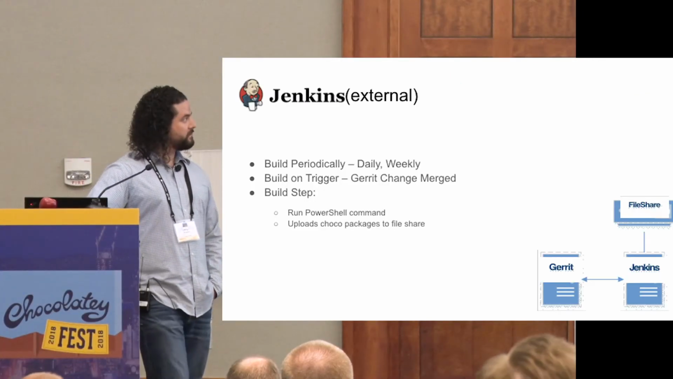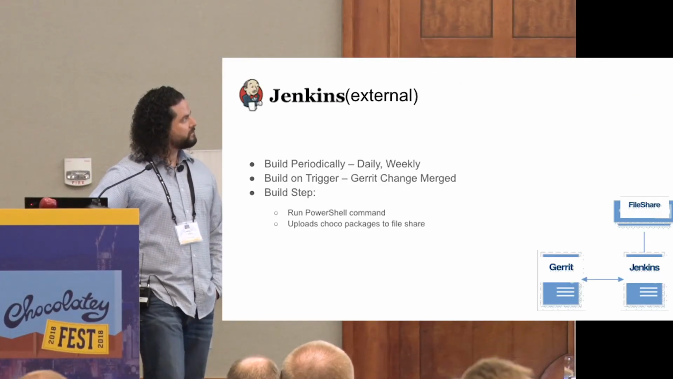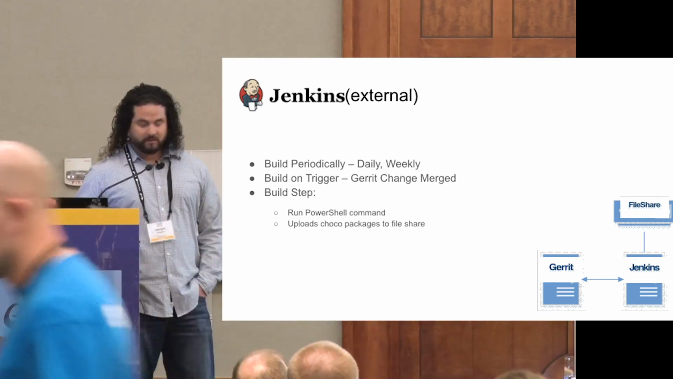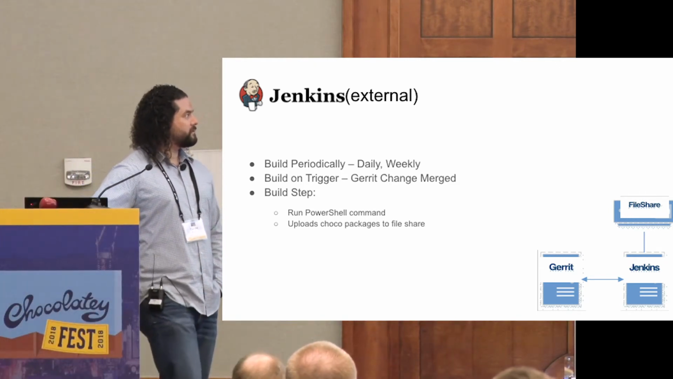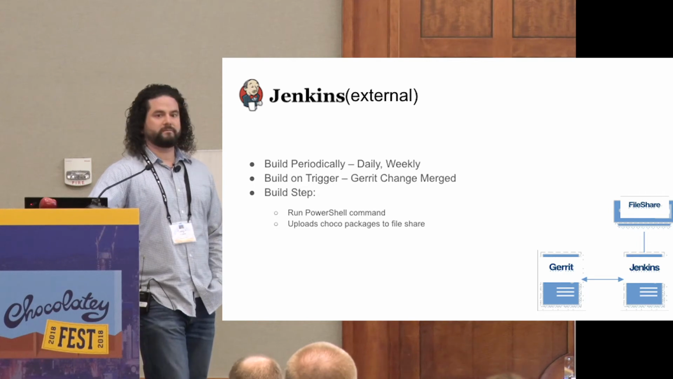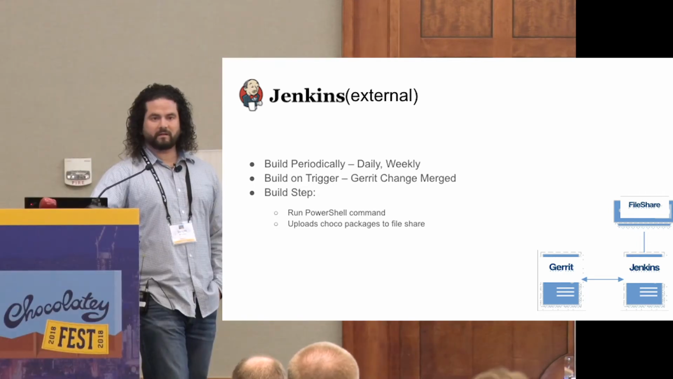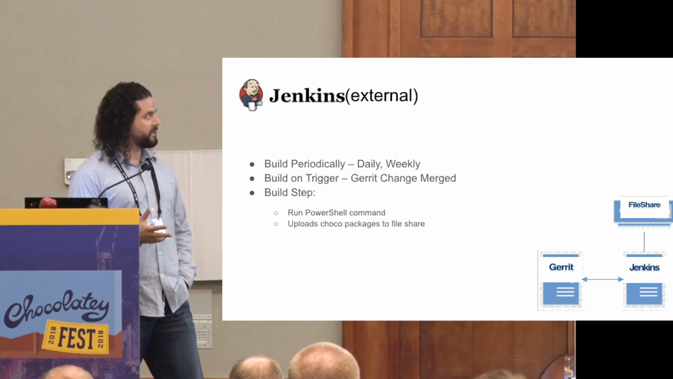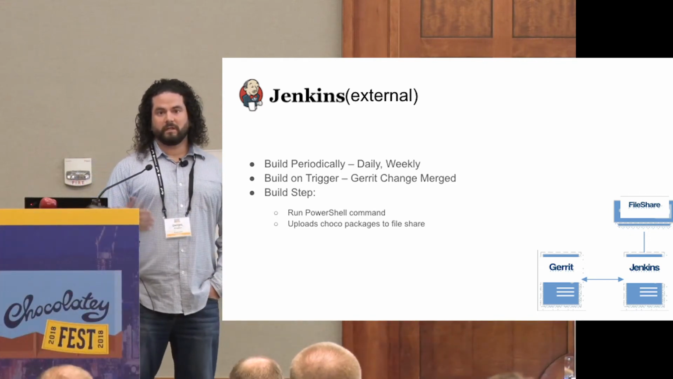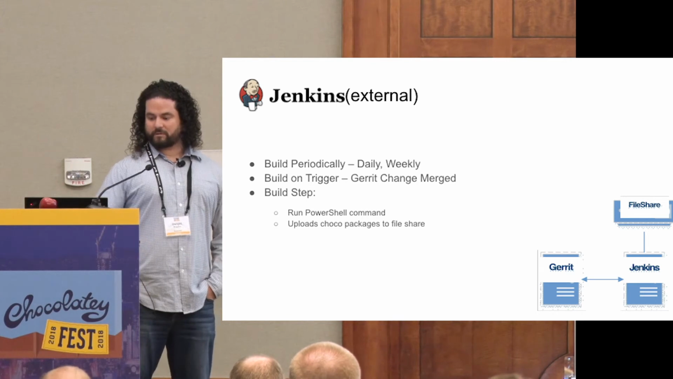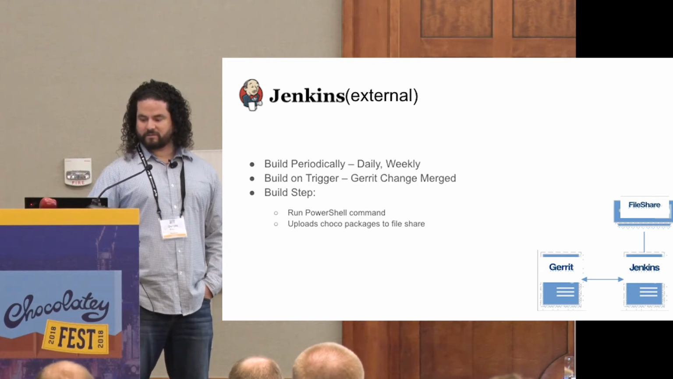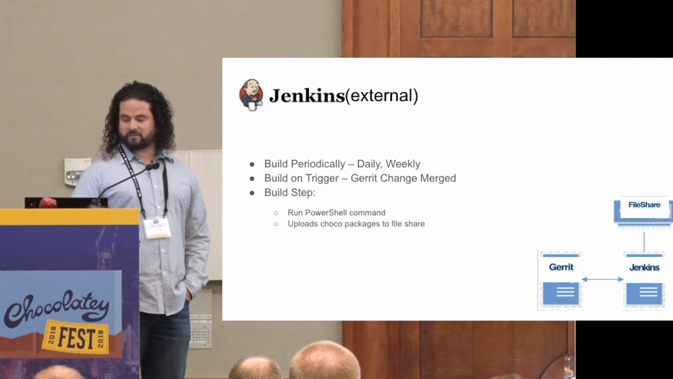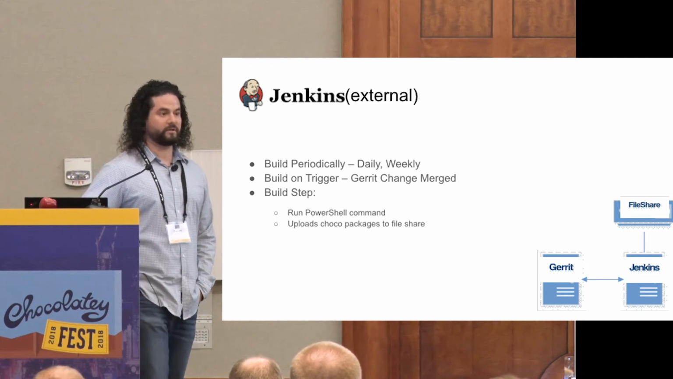So next kind of kicks over to Jenkins. And I probably should have picked a better color, because on my screen it looks different. So what does Jenkins do? Well, a couple of things. It does builds periodically, daily, weekly. I think we have it set for daily right now. Also builds on a trigger. So when that code is actually merged, it will run the PowerShell job that packages or internalizes all the packages. And then it just pushes it to a file share.